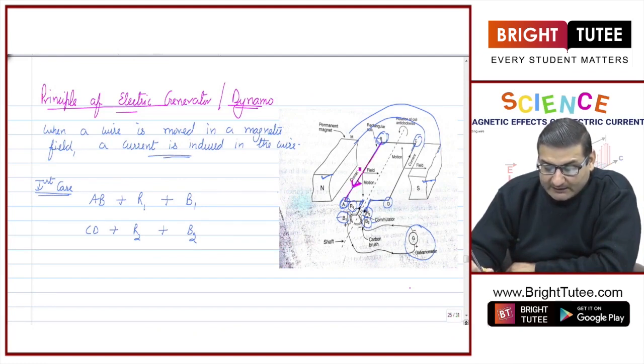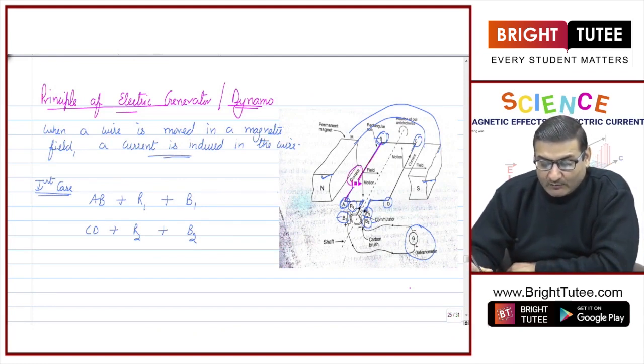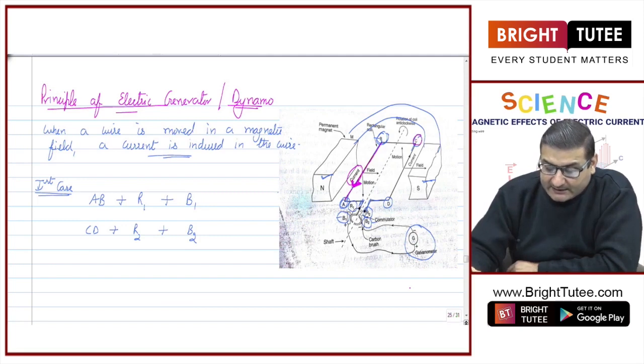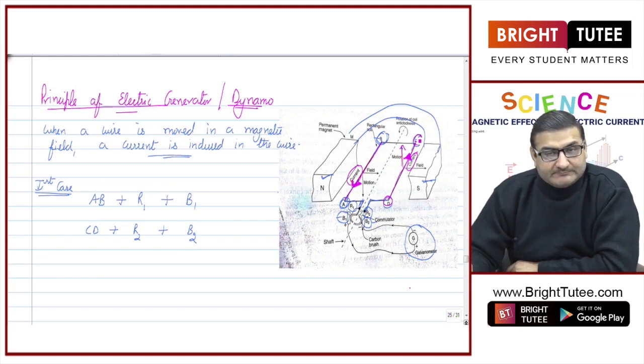How did we get it? This is the direction of current. How do we get it? We get it by applying Fleming's right hand rule, right? And in the side CD, which is moving, motion is in the upward direction. Now the direction of current is shown by this arrow. That means it is going from D to C.